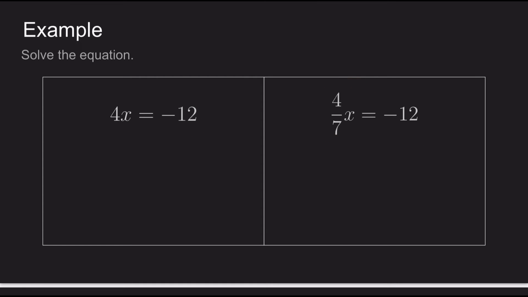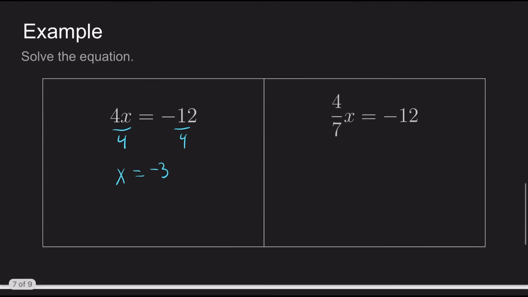It's the same idea. You're still trying to get the x alone over here, and to do that, you want to make this number become 1, just like how we're going to make this 4 become 1 by dividing by 4. 4 divided by 4 is 1. X is alone, negative 3. Over here, we're going to do the same thing. We're going to make this 4 over 7 into 1. But how do we make 4 over 7 into 1?